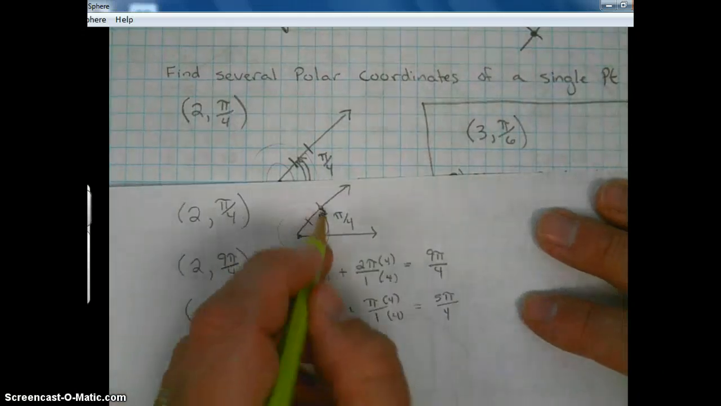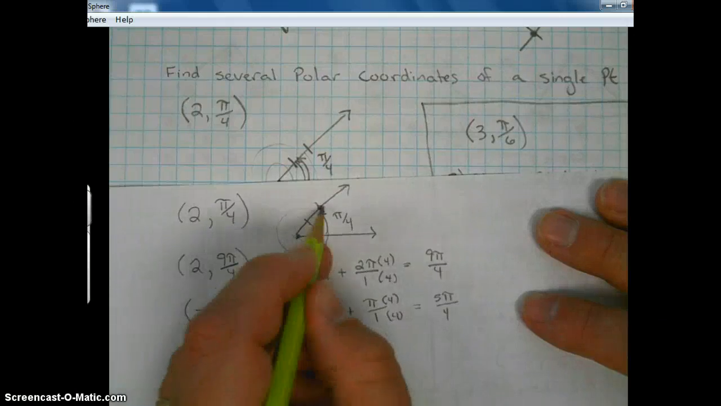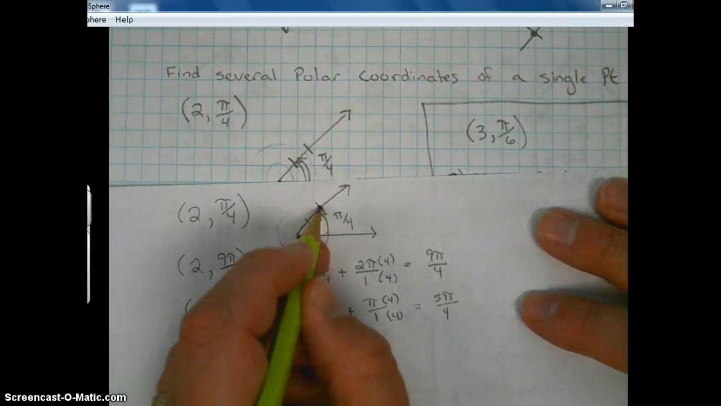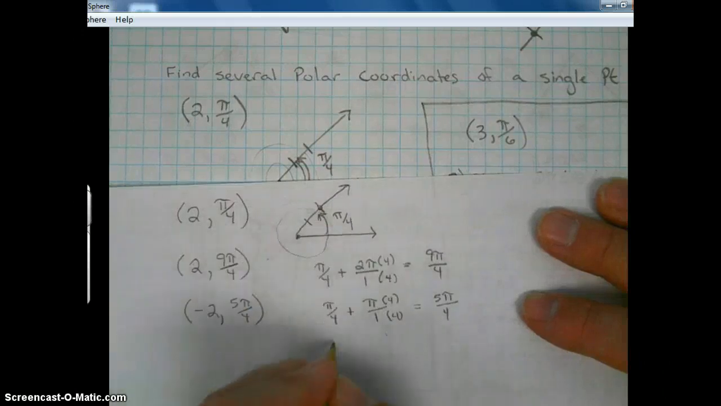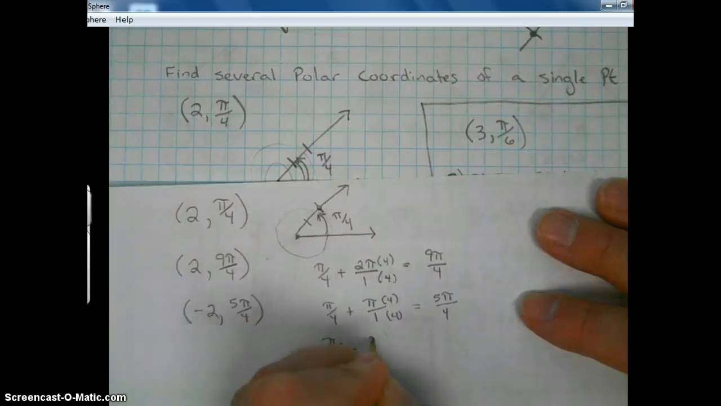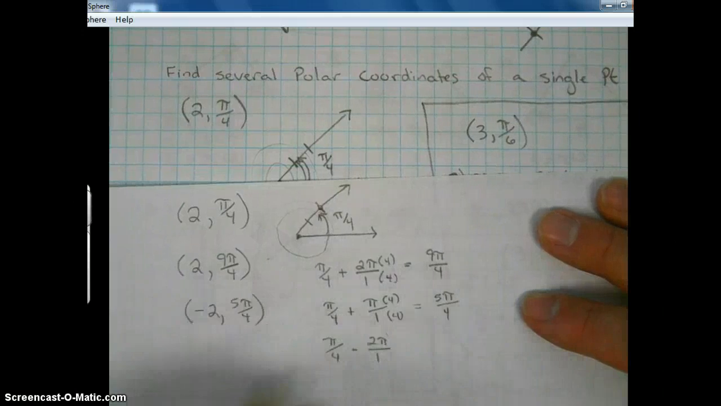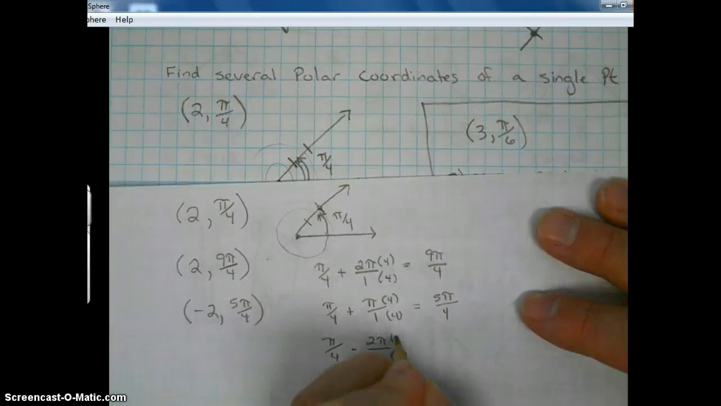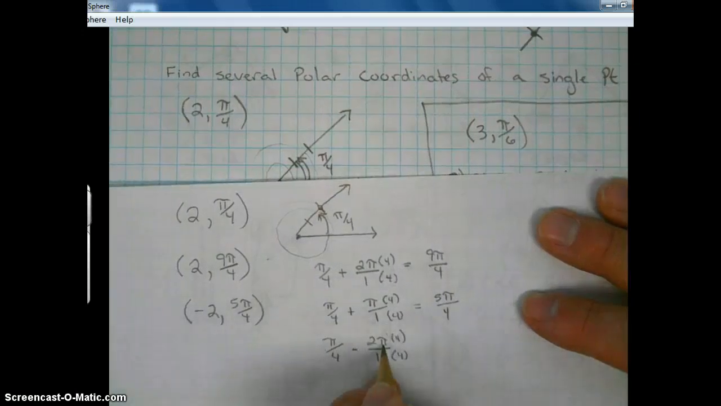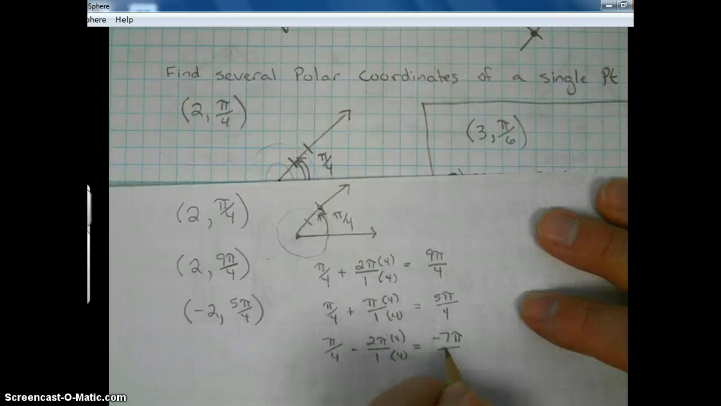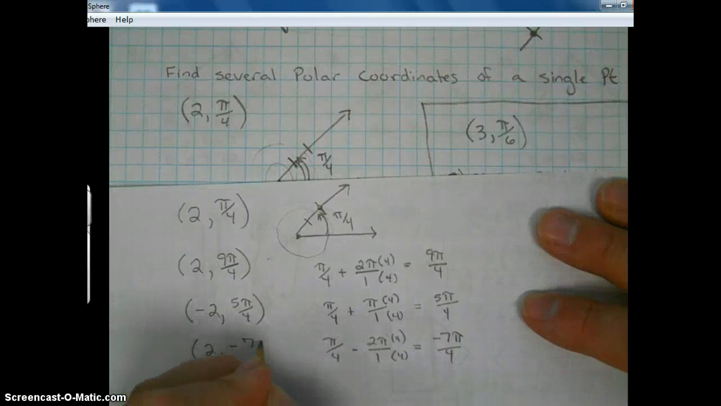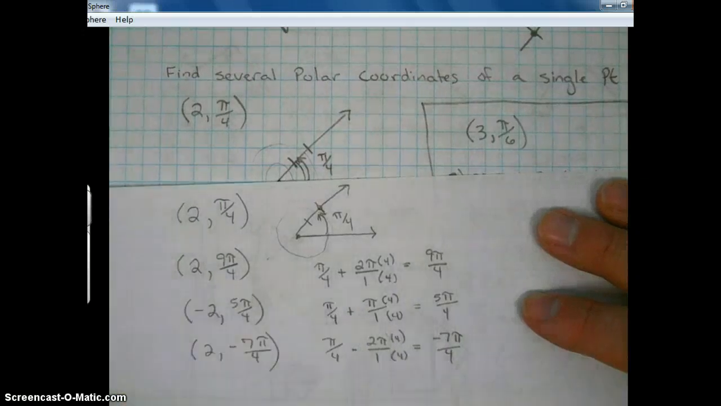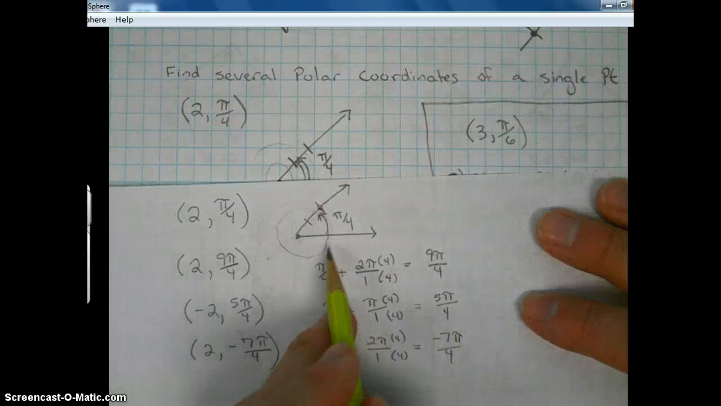Now we've been going counterclockwise, so let's go clockwise now. Let's go ahead and go this direction all the way around the circle. So this time we have to subtract 2 pi. Common denominator: pi minus 8 pi would be negative 7 pi over 4. So we'd have 2, comma, negative 7 pi over 4. So that would be going around.